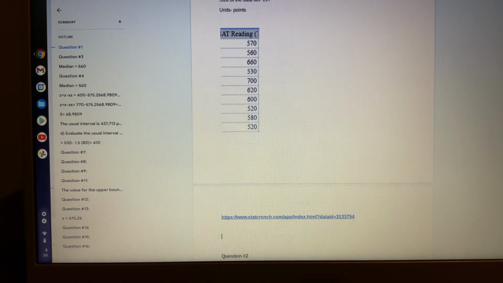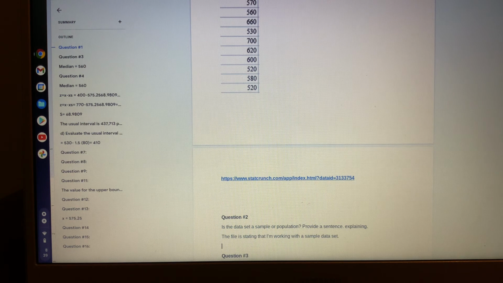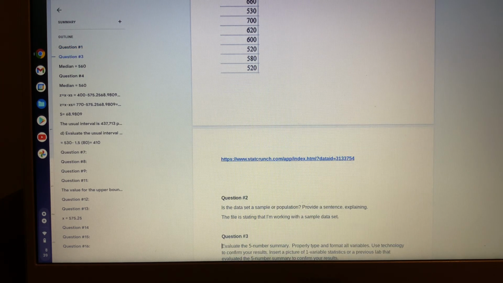For question 2, it asked whether it was a sample or population, and well, it was pretty self-explanatory. In the title itself, it stated that it was a sample.